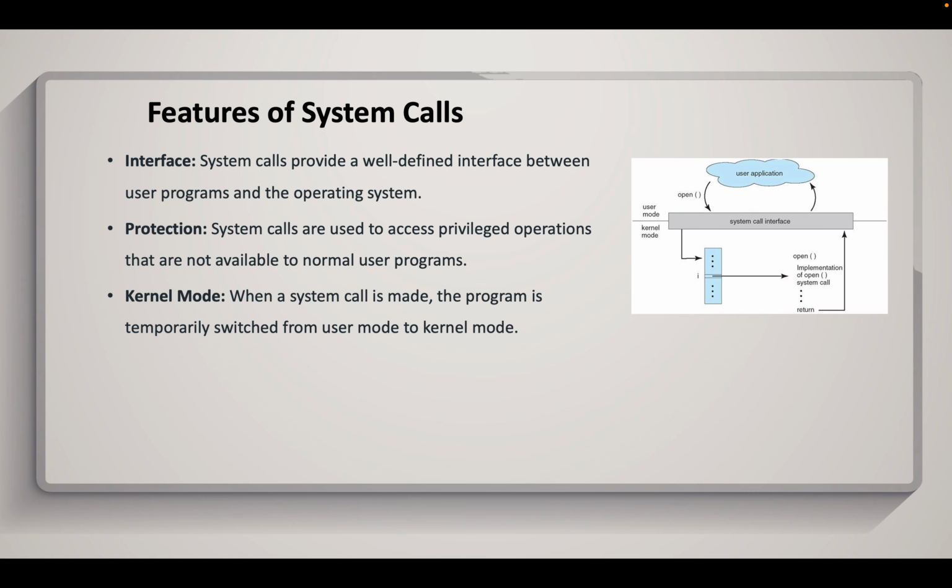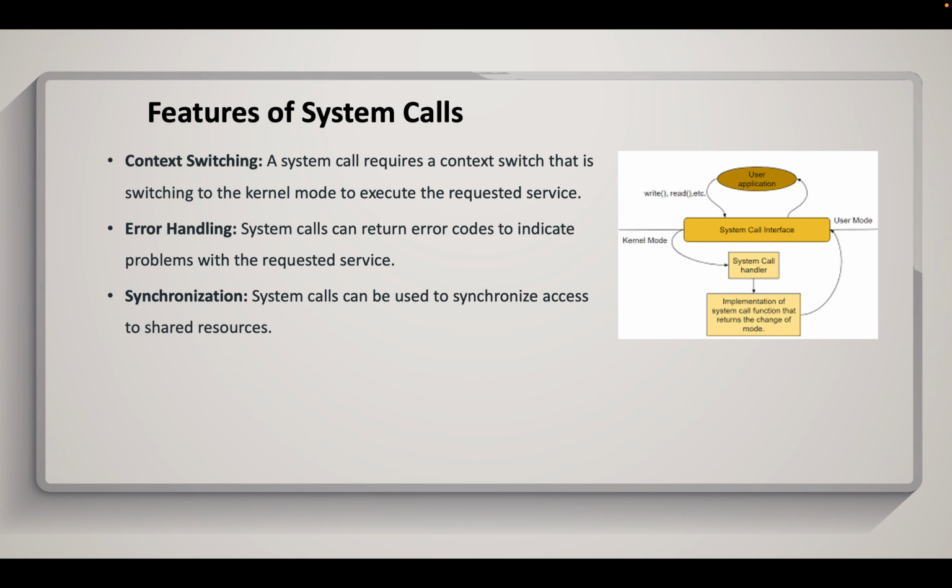Kernel mode. When a system call is made, the program is temporarily switched from user mode to kernel mode. And context switching. A system call requires a context switch, that is switching between kernel mode and user mode. Error handling. System calls can return error codes to indicate problems with the requested services. Synchronization. System calls can be used to synchronize access to shared resources.